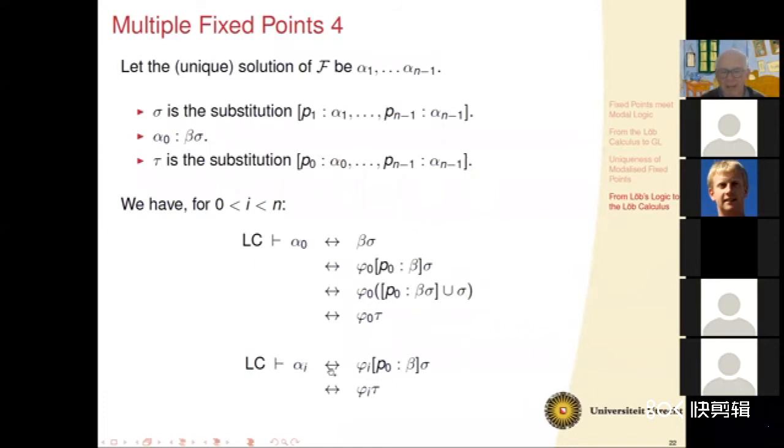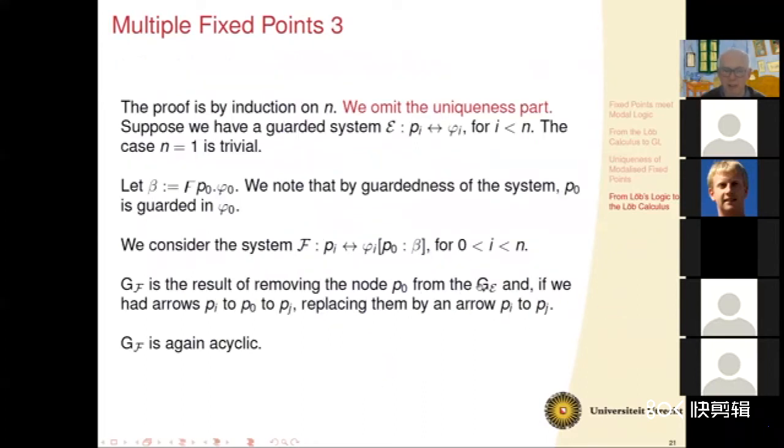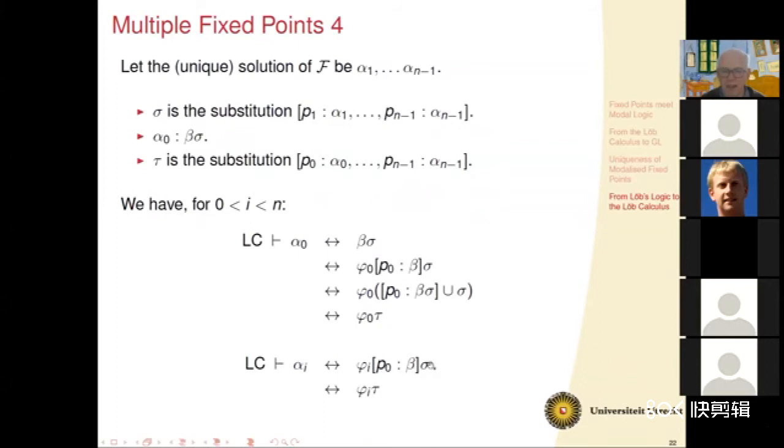So what about alpha I? Well, alpha I is the same thing as phi. It's a solution of the system of equations. Phi p zero becomes beta. So it's phi I p zero becomes beta. And then we substitute the solution sigma. But now look, we are immediately back at the same place as in the previous system. So this really here is tau. We already made this step, translating the subsequent substitutions here to tau. So alpha I is if and only if phi I of tau. And there you see it, we have the fixed point equations.